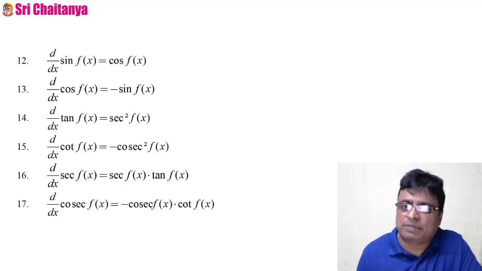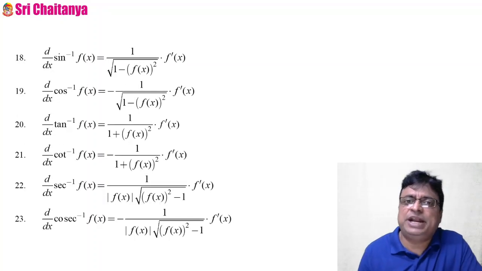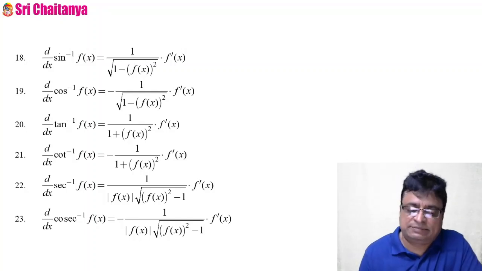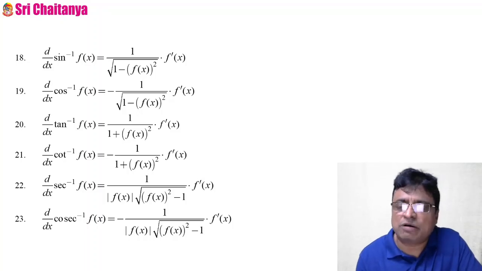17 formulae were completed. Now coming to 18: d by dx of sin inverse f of x equals 1 by root of 1 minus f of x whole square into f dash x.